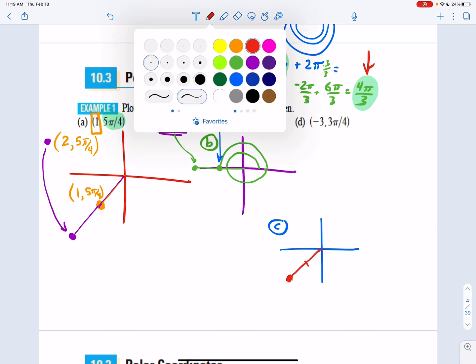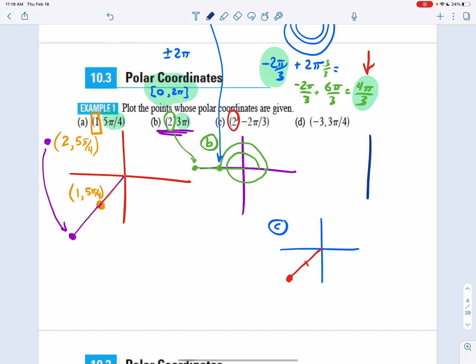All right, let's do one more. Here's part D. Try this on your own. Press play when you're ready. It really doesn't matter exactly where you are, as long as you end up in the right quadrant, you're good.